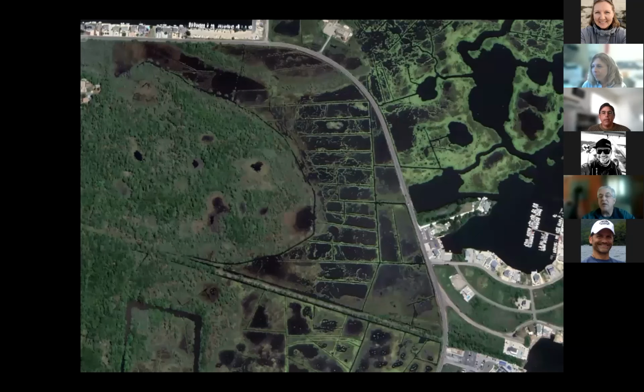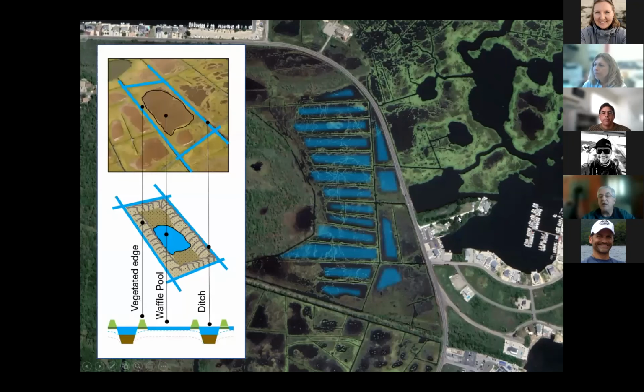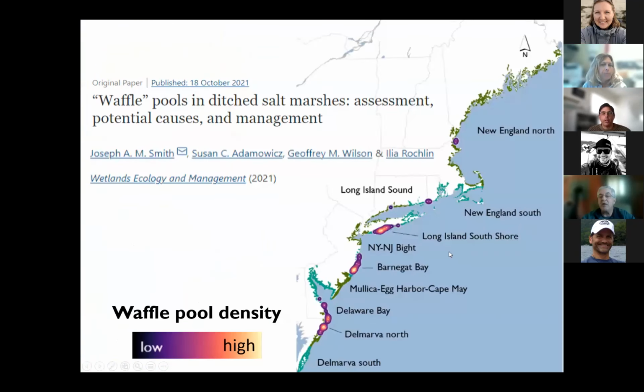Genevieve talked a lot about the purpose and need of projects, and at least the need seems to be there in marshes like these, where we have these ponds forming between ditches. We've coined the term waffle pools for this, and it's a phenomenon that I've worked on to try to understand a little bit better, like where these things occur and why they occur, and then what interventions are best to address them.